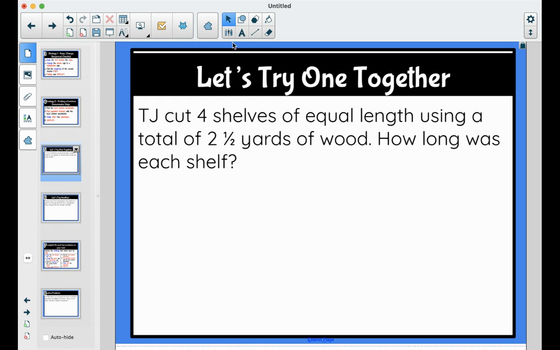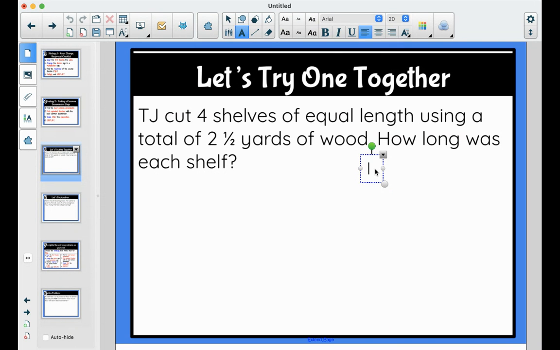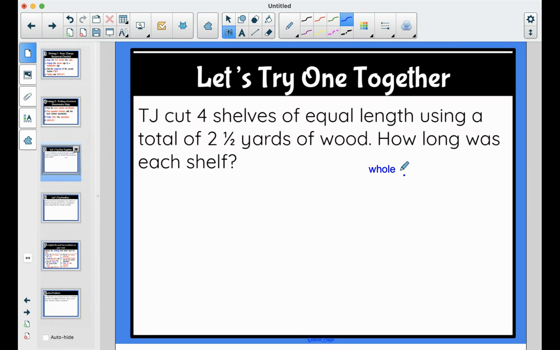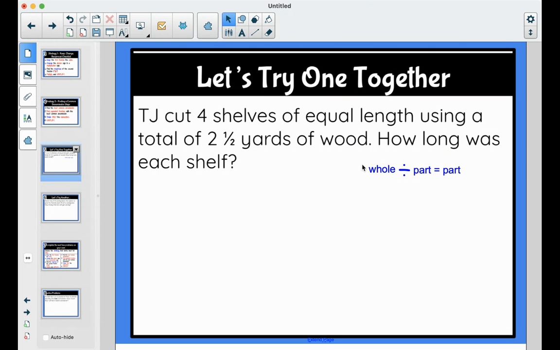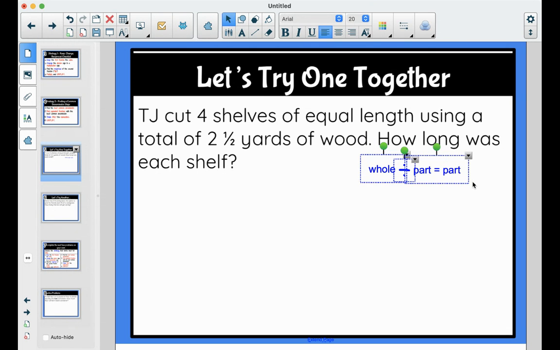So we know that when we divide anything, whether it's whole numbers, fractions, decimals, we always do whole divided by part is going to equal the part. So that's kind of what we have to go by when we are determining what's our whole, what's our part, and what our order is going to be for our division sentence before we even start doing any math.